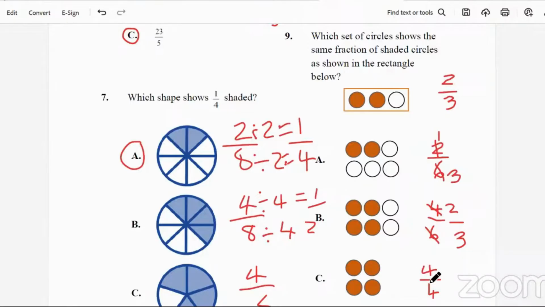But let's look at C. 4 out of 4. We divide both by the same number. It gives us 1. 4 divided by 4 is 1. This fraction is actually 1 whole. Okay, 4 out of 4 parts. That's the entire thing. All right, so which set of circles shows the same fraction of shaded circles as shown in the rectangle? That would be B.